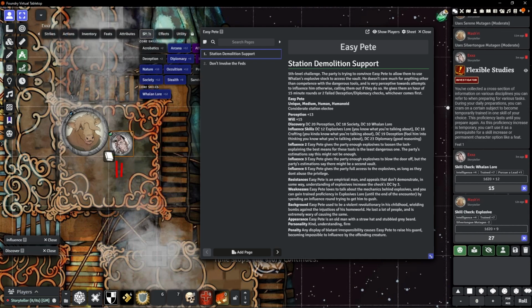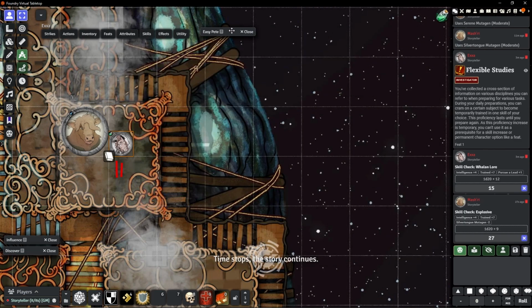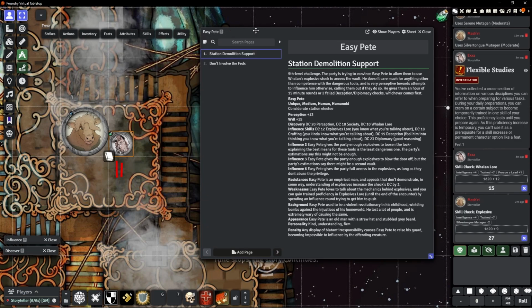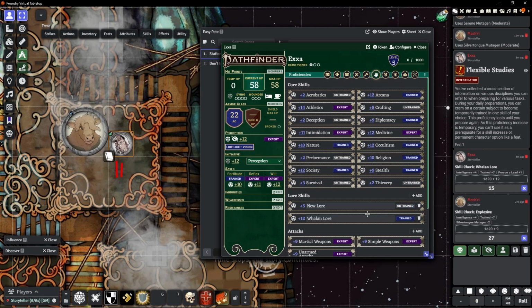Exxa is going to attempt, we'll say, he's not trained in crafting. He's simply going to spend a round gaining training in explosives lore as well.